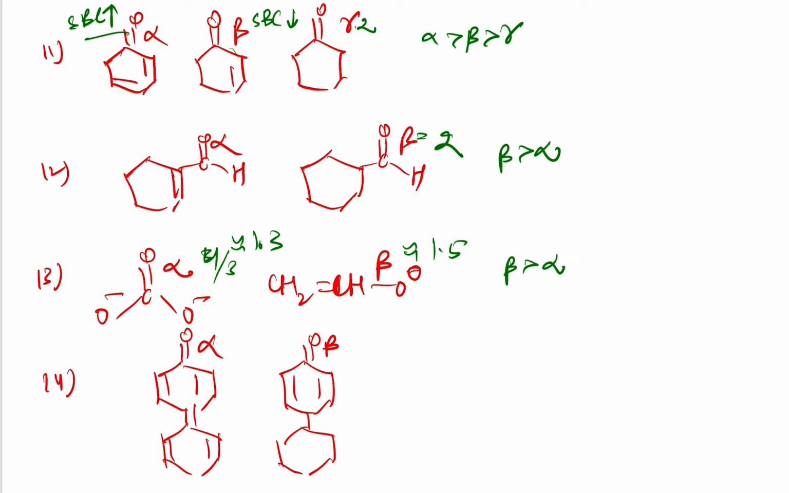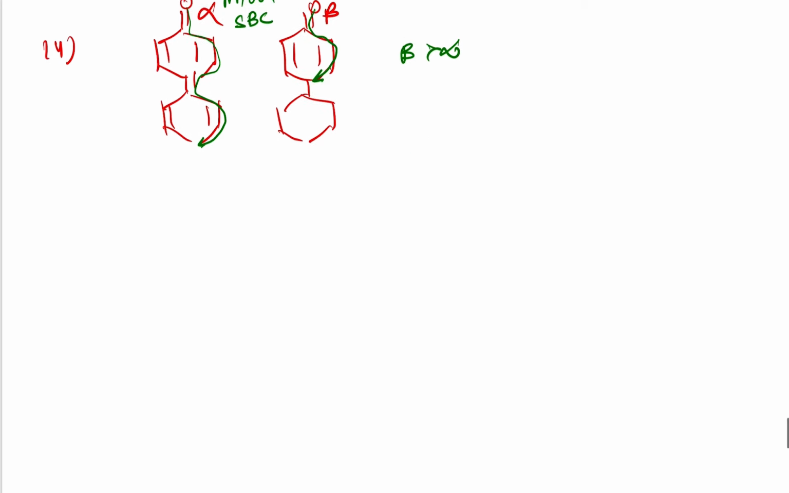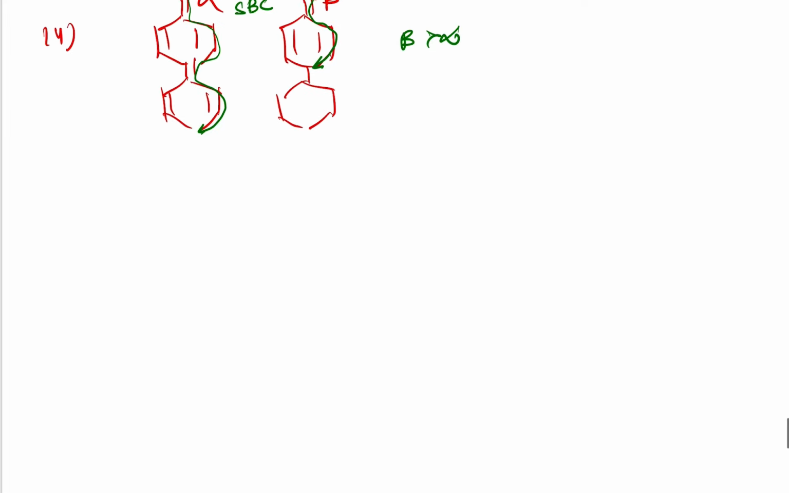Now, if we talk about this question, the extent of resonance here is more, but here the extent of resonance is less. So it has more single bond character, so beta will be greater than alpha. So let's see 4 more questions. We have done 14 questions. Now 15th question, let's see.